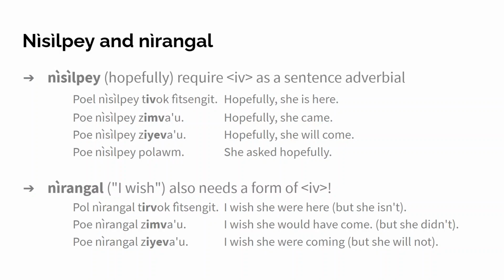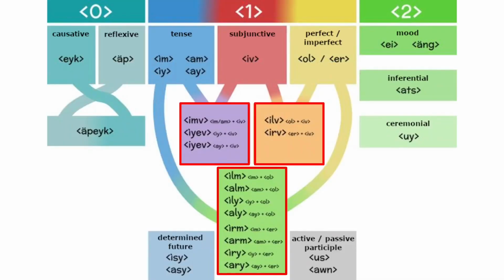Note, like with soon and sel, this also refers to things that aren't like this. So you wish for something, but it's not true. Poe nirangal zimva'u. I wish she would have come, but she didn't. Poe nirangal sieva'u. I wish she were coming, but she will not. And with that, we are done with if.